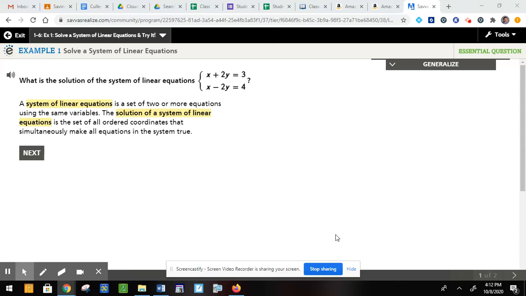Welcome to lesson 1.6. This is example 1. We're just talking about systems of equations here. So first thing, here's a system, right?